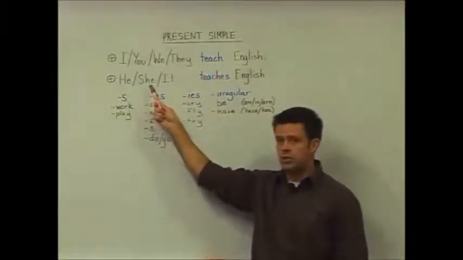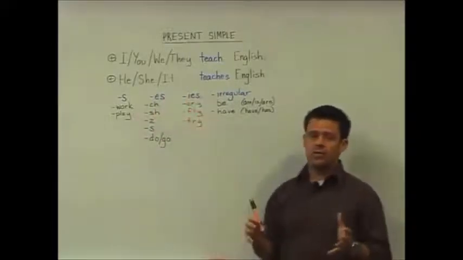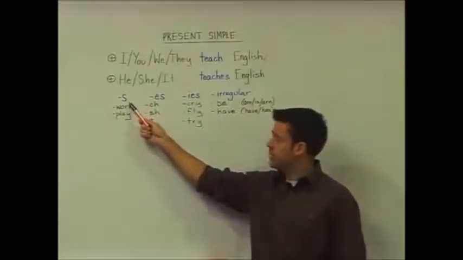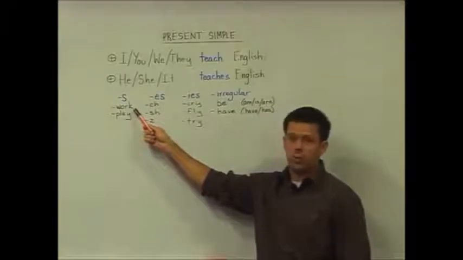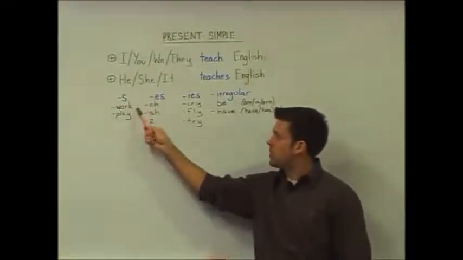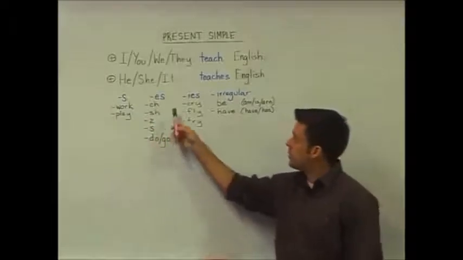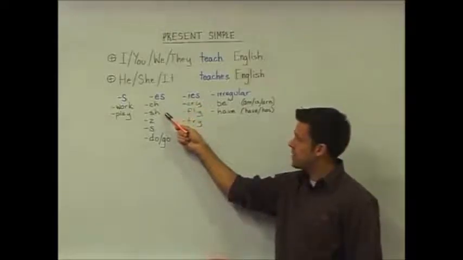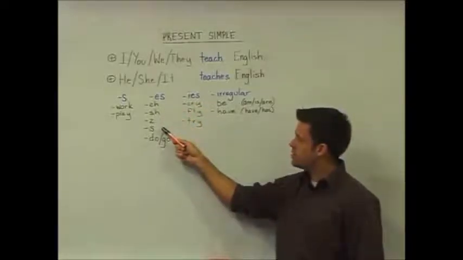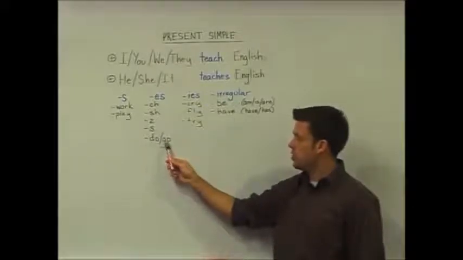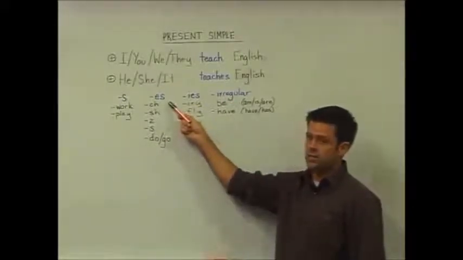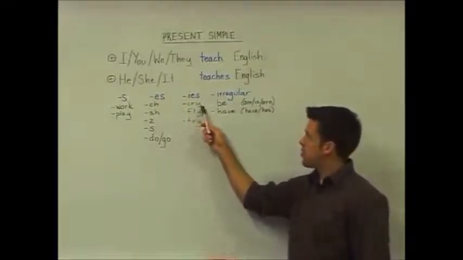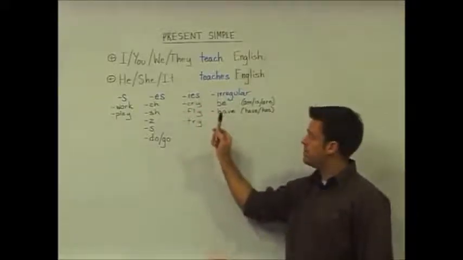However, with subjects he, she, and it, we have some patterns for verb conjugations that we need to have a look at. First, and most common, we add simply an s for verbs like work, play. This is what we typically see within our language. However, when we have verbs with spelling patterns such as ending in ch, sh, z, s, and our shorter verbs do and go, we have to add our es. Then, for verbs that end in a consonant and y, we drop our y and add our ies.